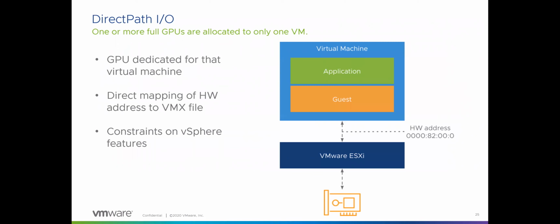Because you're not sharing that PCIe device. But it comes with a lot of constraints when we look at vSphere features, especially availability, because the hardware address is mapped directly to that virtual machine. We no longer have the ability for that virtual machine to be moved to another ESXi host, right? It requires a lot of manual intervention, manual provisioning and configuration.